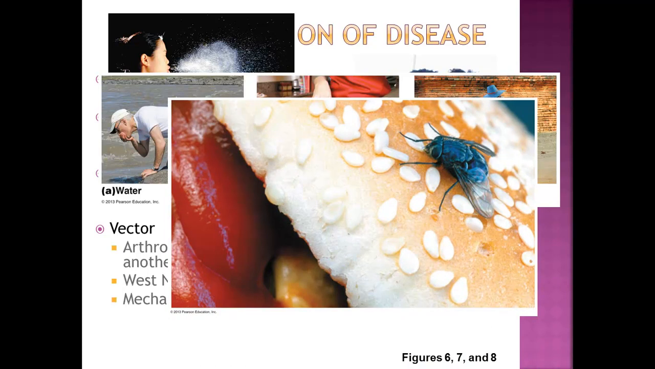Whereas a biological transmission is a pathogen that reproduces in the vector. For example, West Nile virus that reproduces inside of the mosquito and is transmitted to the host. Same thing with Lyme disease.